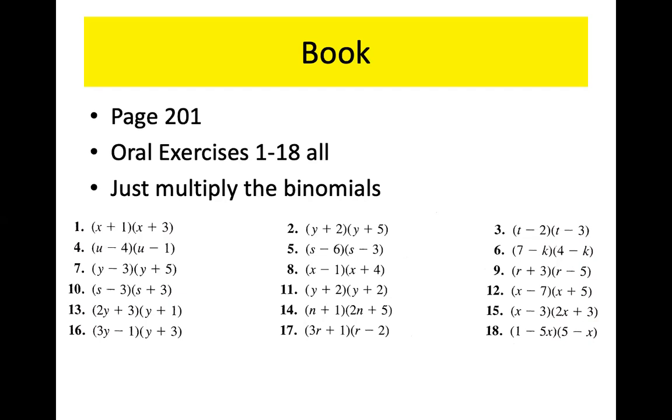Piper, pick one. Okay, let's do 10. Piper, you multiply the first things, s squared. Okay, very good. You multiply the last things together. 9. Positive or negative? Negative, because a positive times a negative is negative, so minus 9.